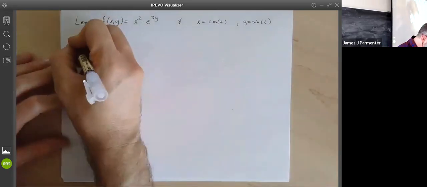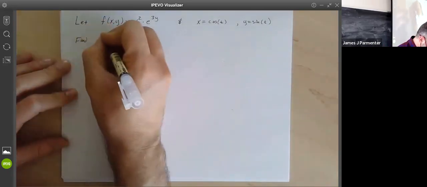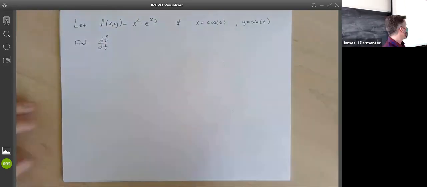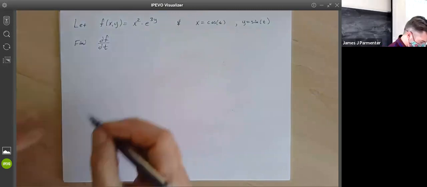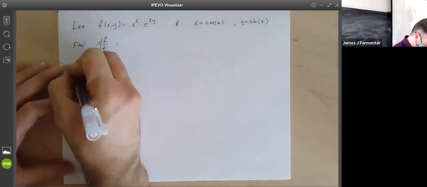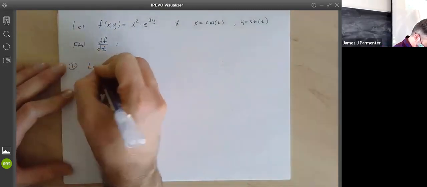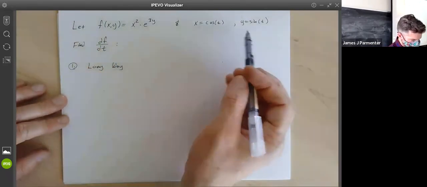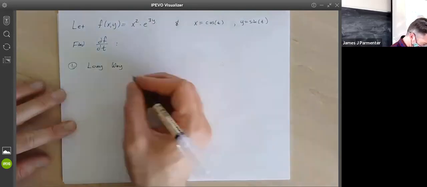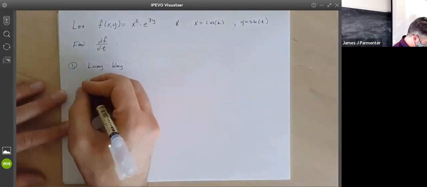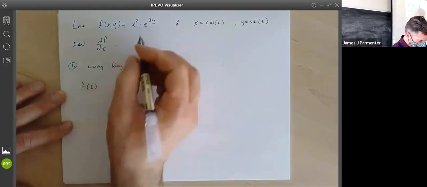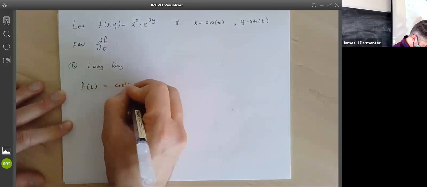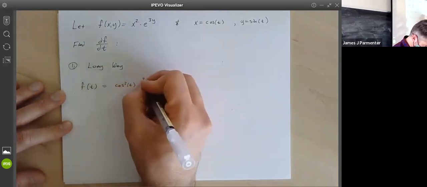So I want to find df dt. You could do it the long way. The long way would be to actually plug in cosine and sine for x and y. We can do it that way. So f as a function of t is going to be x squared, which is cosine squared, times e to the 3 sine of t.